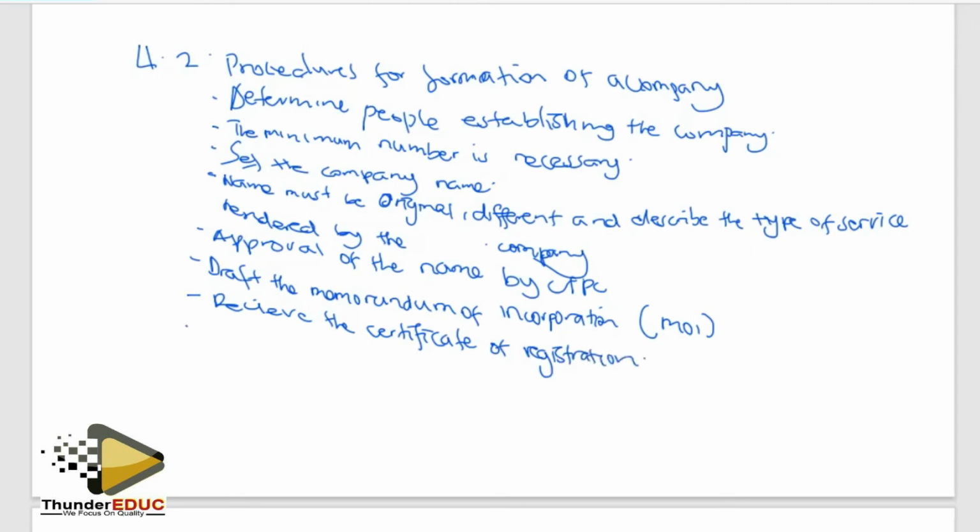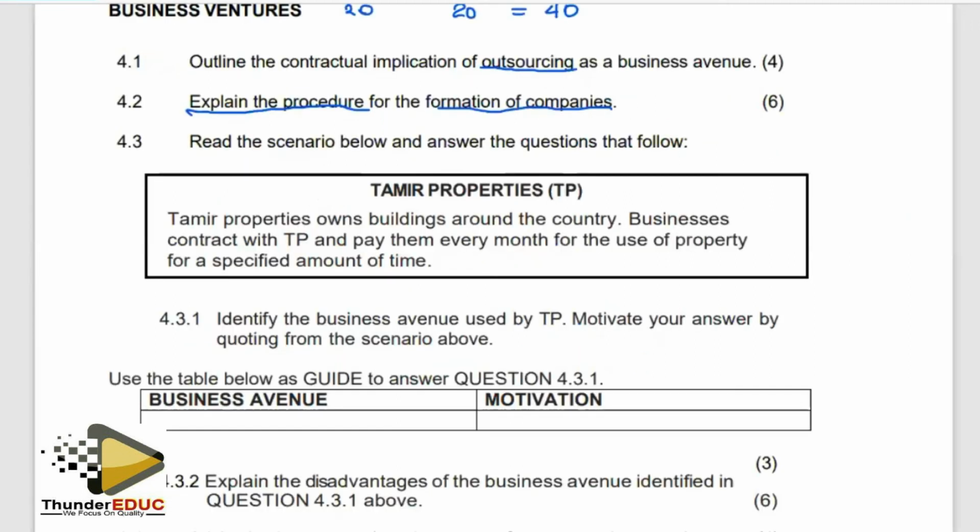From there, you are supposed to open an account. Yes, these things must be in a sequence. You can't open an account for the business before you receive the certificate of registration. And after that, register with SARS, the revenue services, for tax, because any legal business must pay taxes. Thank you so much.